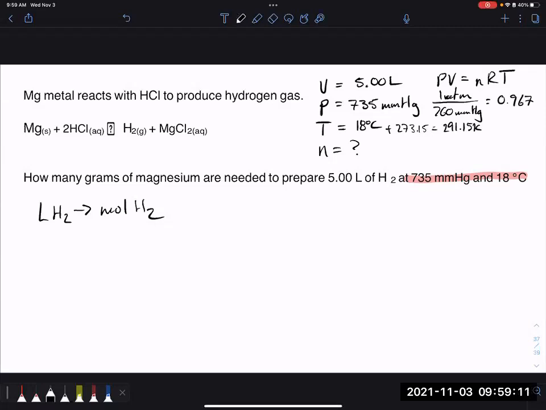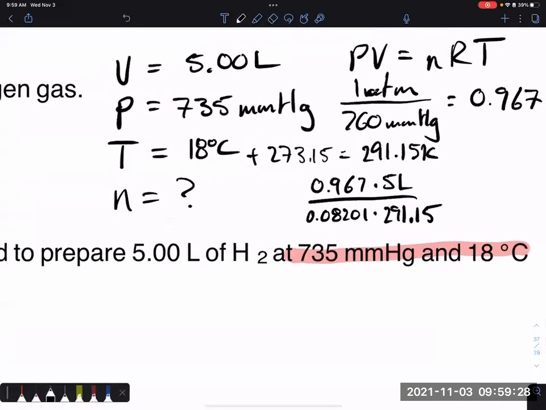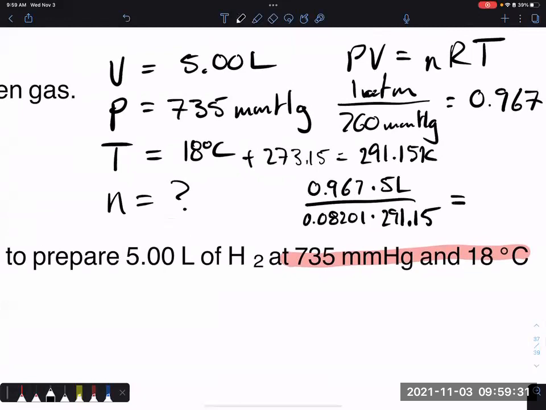So then we're going to have our pressure of 0.967 times our volume of 5 liters divided by 0.08201 times 291.15. I can zoom this. That's going to equal our moles. So it's going to be 0.202 moles hydrogen.